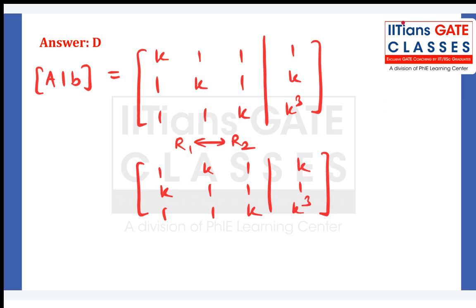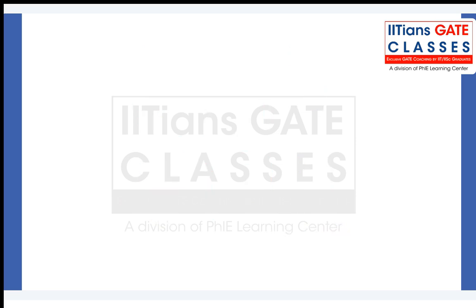So what you are supposed to do here is change R2 to R2 minus k R1, so that the second row, first column element goes to 0. Similarly, change R3 to R3 minus R1, so that this element becomes 0. Let's do that and see what we get. So the first row will remain as it is, so that will be 1 k 1 k.